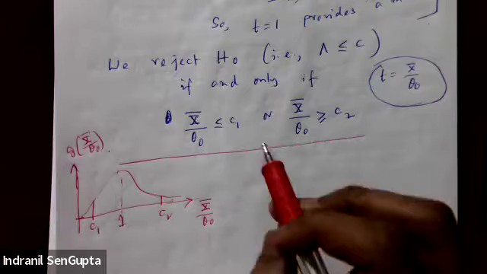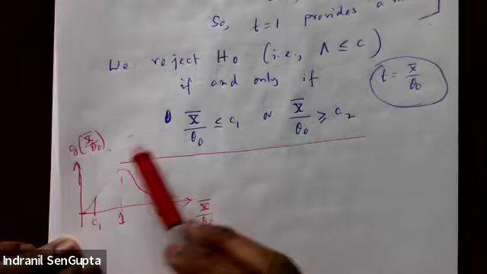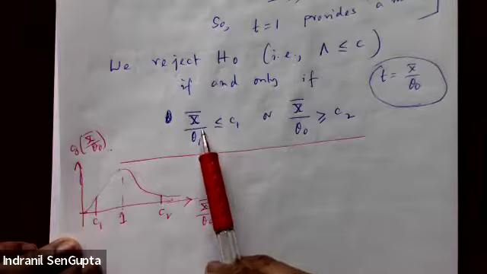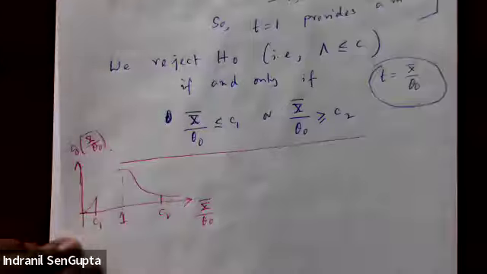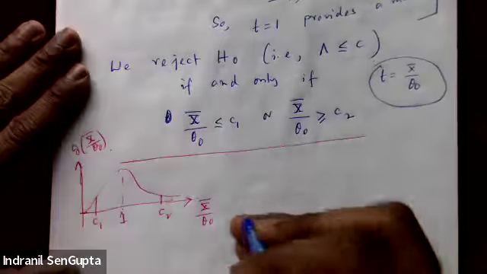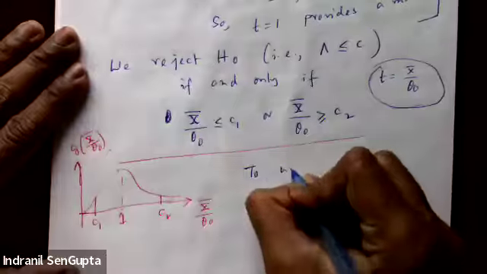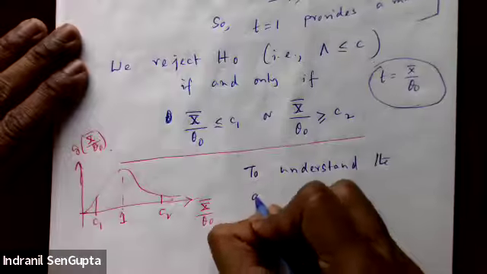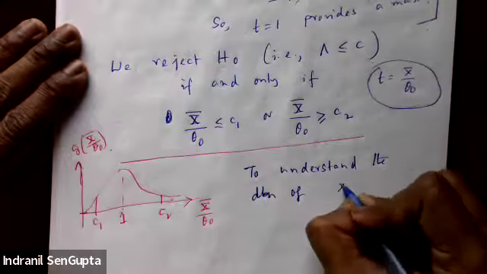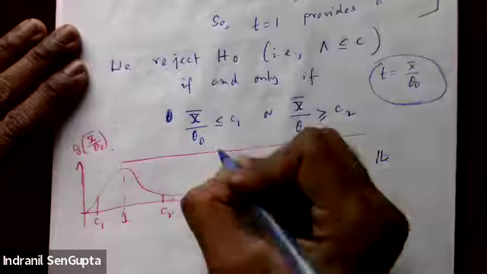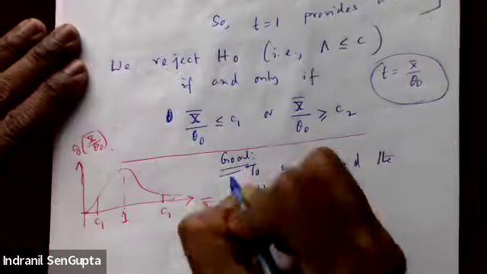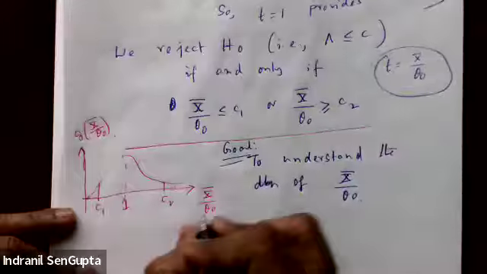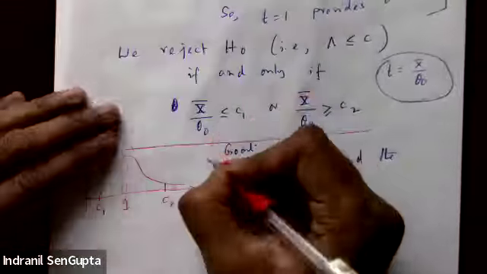Now, how do you understand the distribution of this quantity? How do you understand the distribution of this thing? Apparently, we don't know yet. Okay, so here I need an aside to understand the distribution of x bar over theta 0. That is our goal now. So that would need an aside. It's a very important aside.